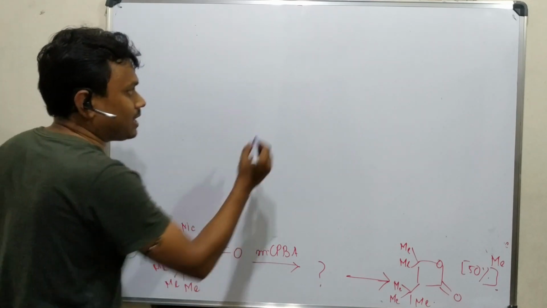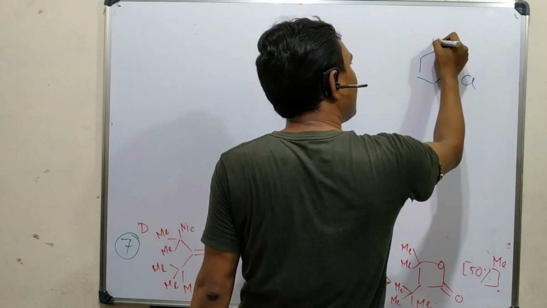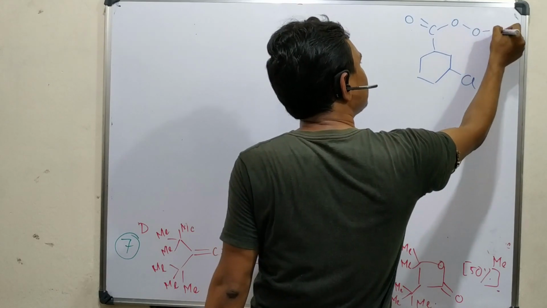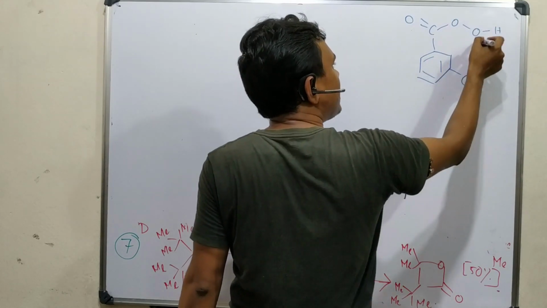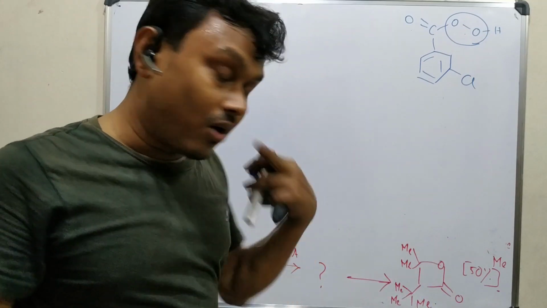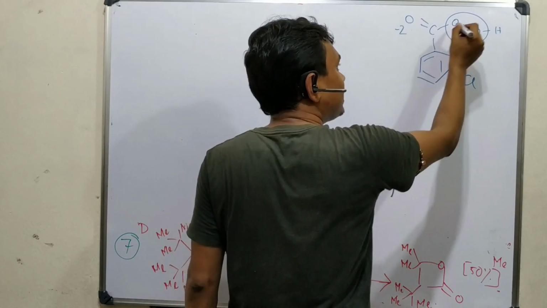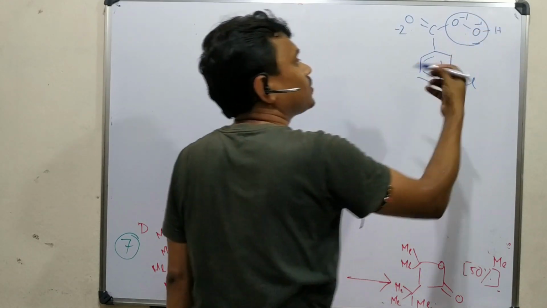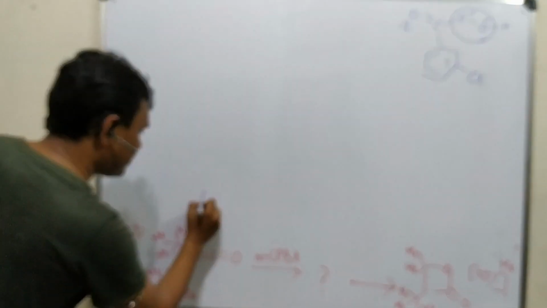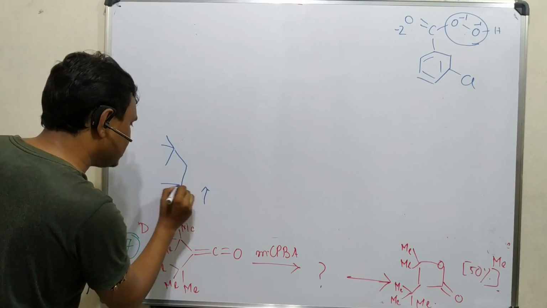So MCPBA is nothing but metachloroperbenzoic acid. Its structure is this. This is MCPBA, and this is the peroxy linkage responsible for that oxidation pathway, because oxygen prefers to remain in -2 oxidation state. Here this is -1, this is -1, so that is the reason for its oxidizing capability. So what happens if it oxidizes? I'm just avoiding writing the methyl group.